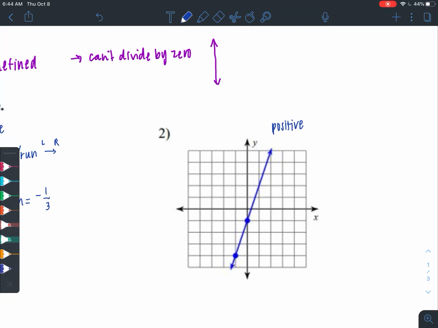Starting from the left, I'm going to go right 1, so that's 1, and up 3, so that is 3. So we have our rise of 3 over our run of 1, so this slope is equal to 3. And our slope is positive, just like we said at the very beginning.